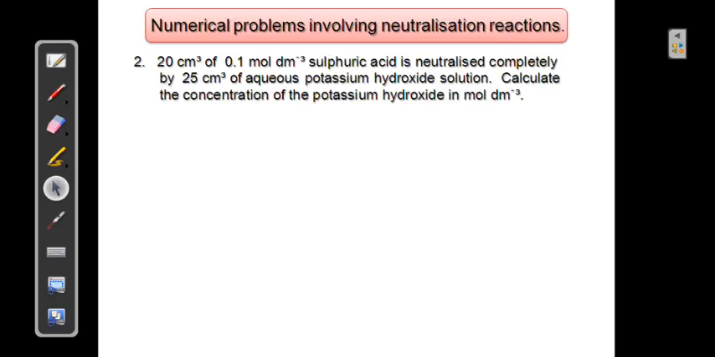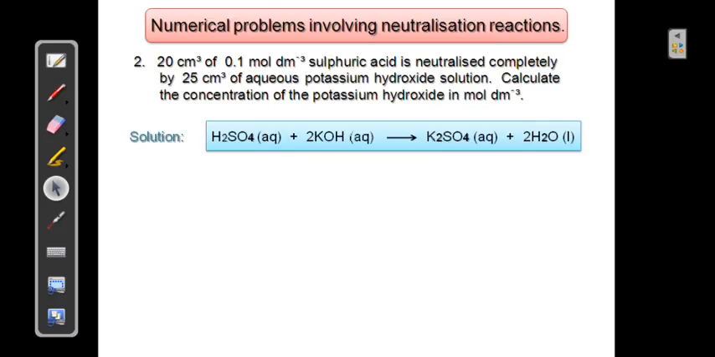So what is the concentration of that potassium hydroxide? Now when you look at this 20 cubic centimeter against 25 cubic centimeter, it's not the same, it's not 1 to 1, right? So here is the trick. First thing you have to write the equation. So sulfuric acid H2SO4 plus 2 KOH will produce K2SO4 plus 2 H2O.